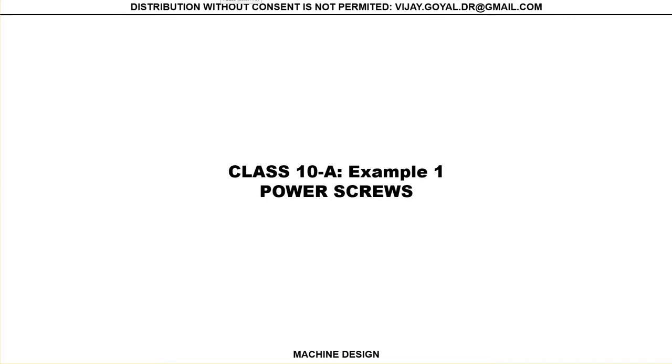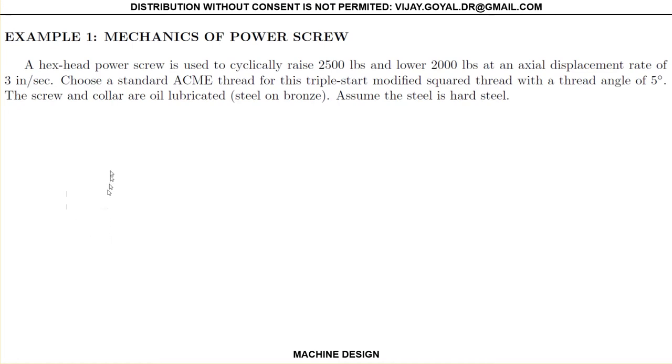So this is example number 1 for power screws. In this particular example, we are not so much interested to know if your thread or your screw will be strength-wise possible. We care more about the mechanics of the power screw. We want to know if it's going to have the correct efficiency. Efficiency is the main goal. We want to know the loads. We want to know what really happens with this power screw.